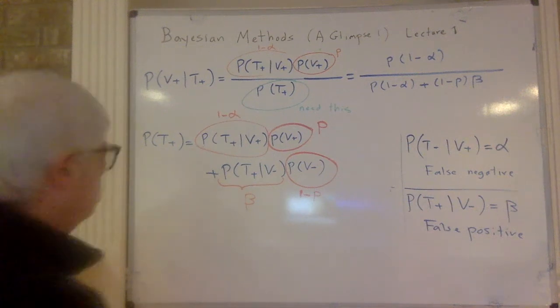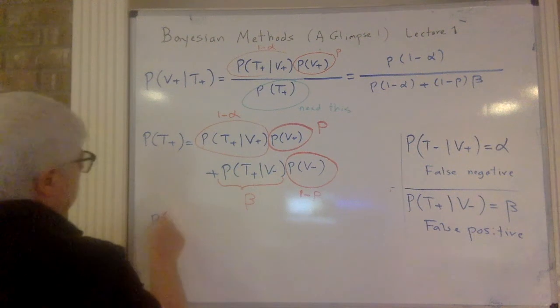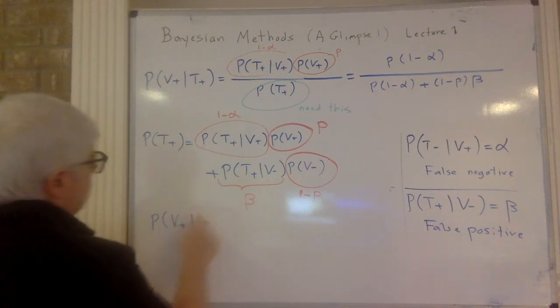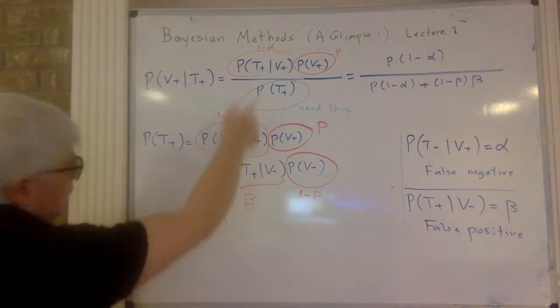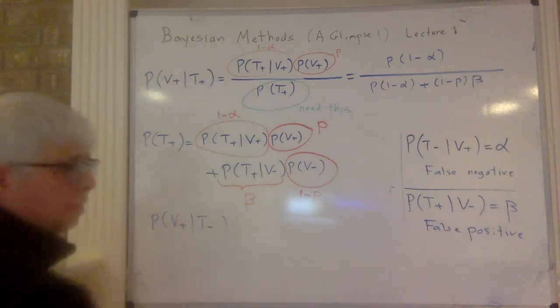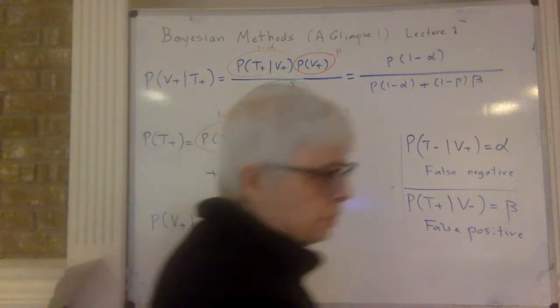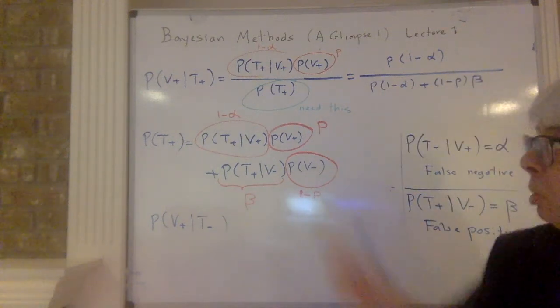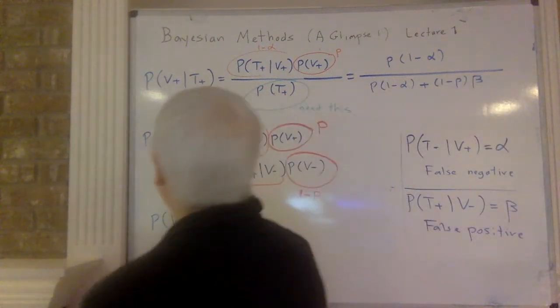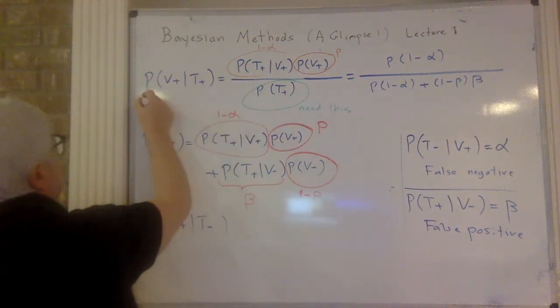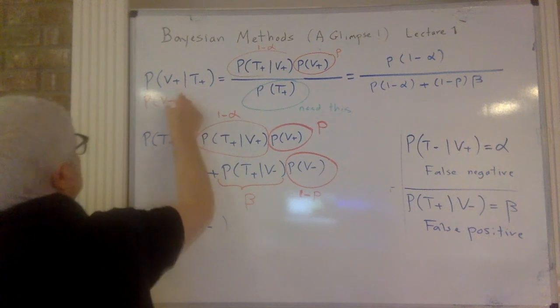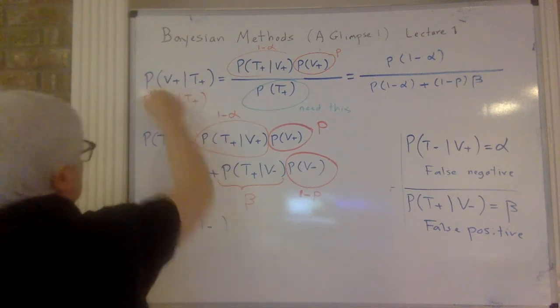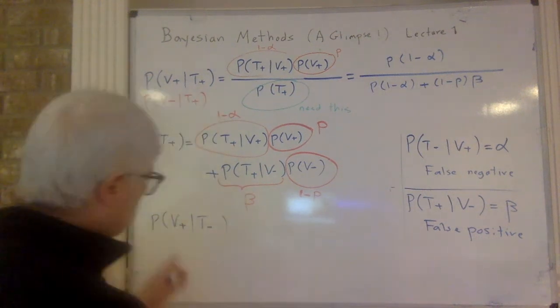You can ask this question: what is the probability that I have it, given that the test is negative? And you can see that is in fact this one, it goes up there. It's not the complement of that. This is not the complement. The complement of this is P of V minus given T plus. That is the complement. This plus this is 1. This is not the complement of that.